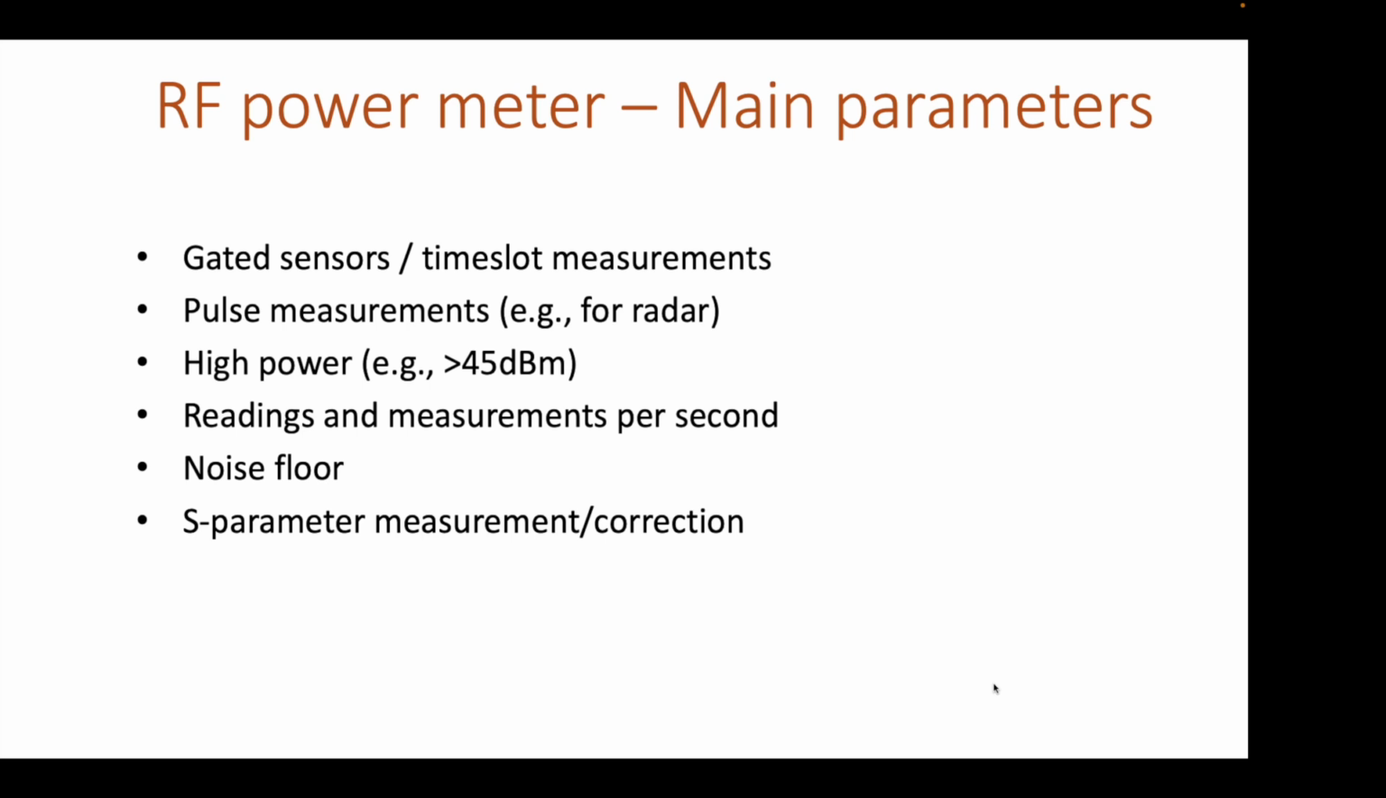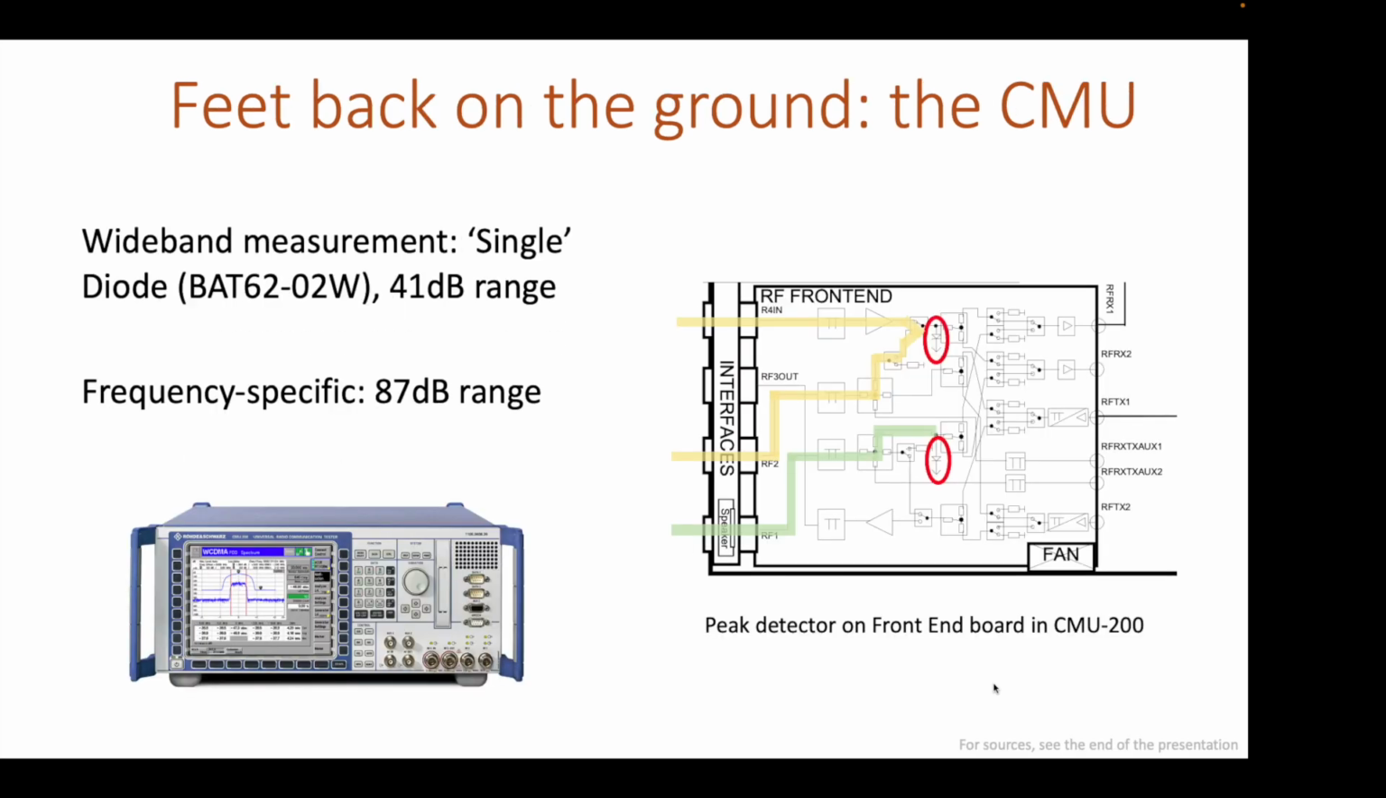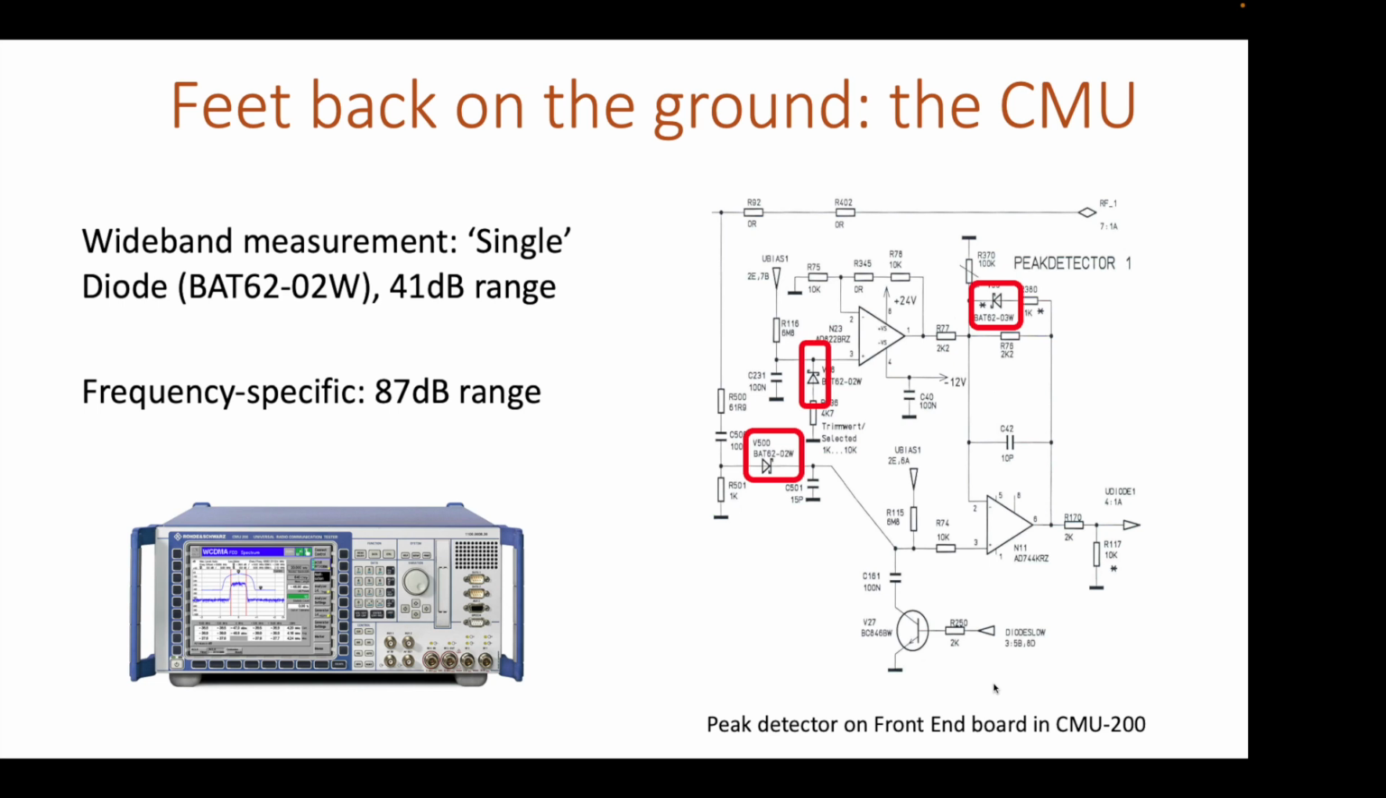Now, we saw some very cool modern meters here, but let's get our feet on the ground. Let's look at the CMU200 in its use as a power meter. The interesting thing is that it has a real wideband power meter measurement, and that is realized by a diode setting that is in the RF front end. And in my last video I discussed in much more detail exactly what that looks like. It's a peak detector unit, and here we also see a little bit of the schematics, where we see the diode, and that is a power meter with a 41 dB range.